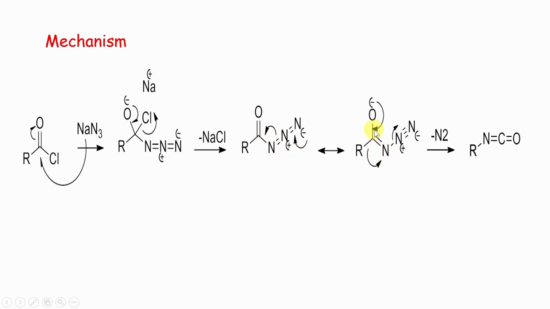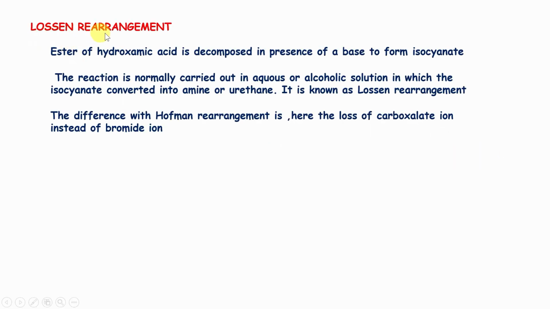From this acyl azide, a nitrogen molecule is eliminated like this, forming the corresponding isocyanate. Okay. The next rearrangement is the Lossen rearrangement. It involves the ester of hydroxamic acid, which is decomposed in the presence of a base to form isocyanate.